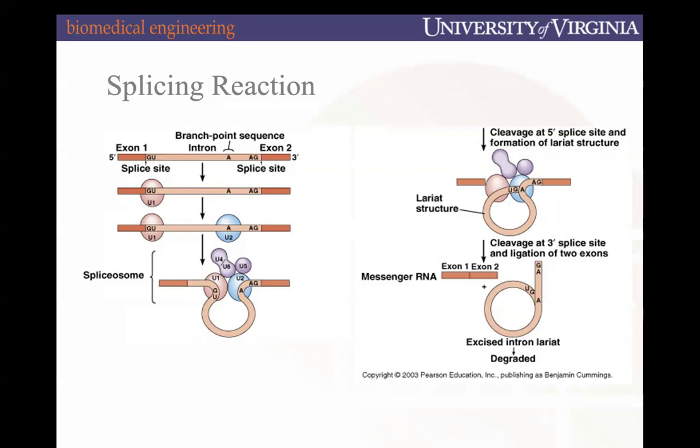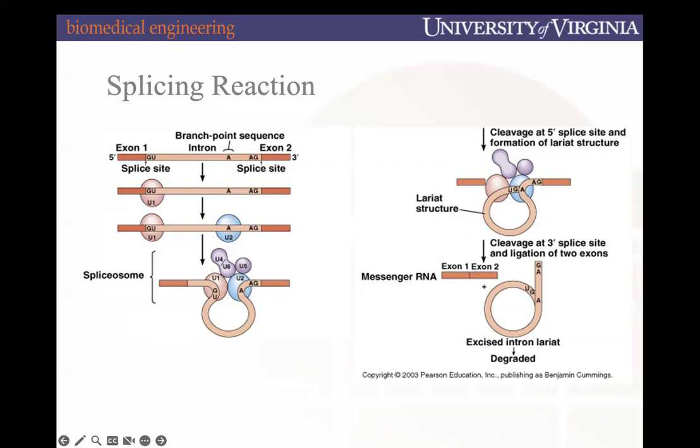What I'll say here is that at the 5' end of this one intron, the first SNRP, U1, binds to the GU site. The next SNRP, U2, binds not at the AG down at the 3' end, but upstream at what's called the branch point sequence, this adenosine right here, and you'll see why momentarily.